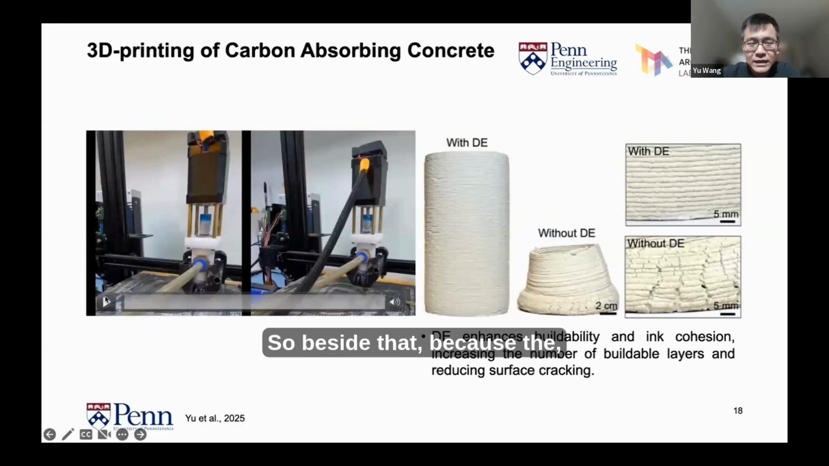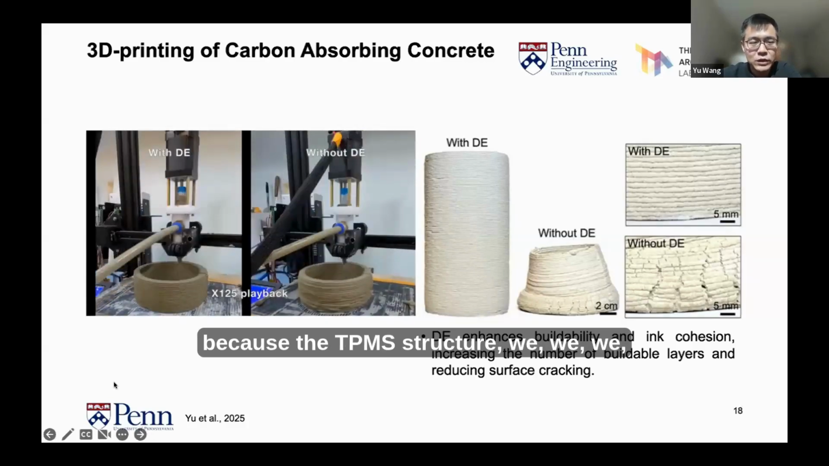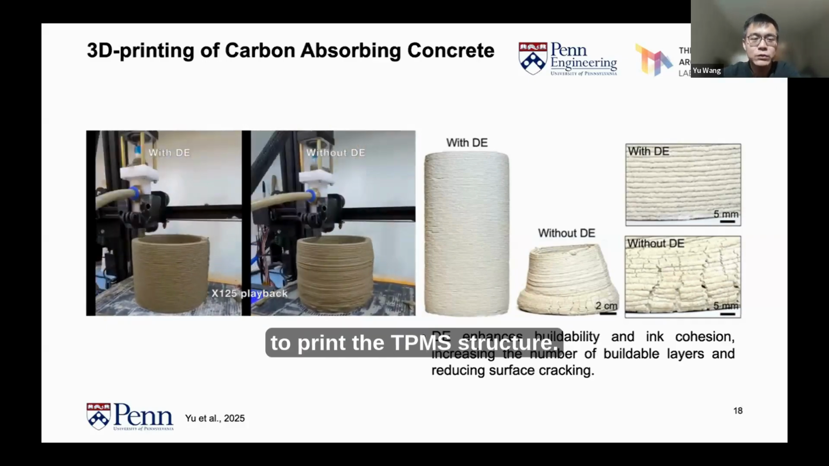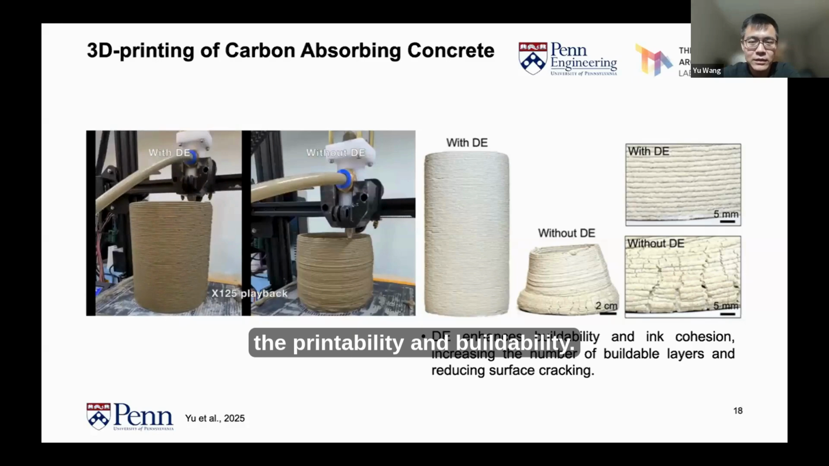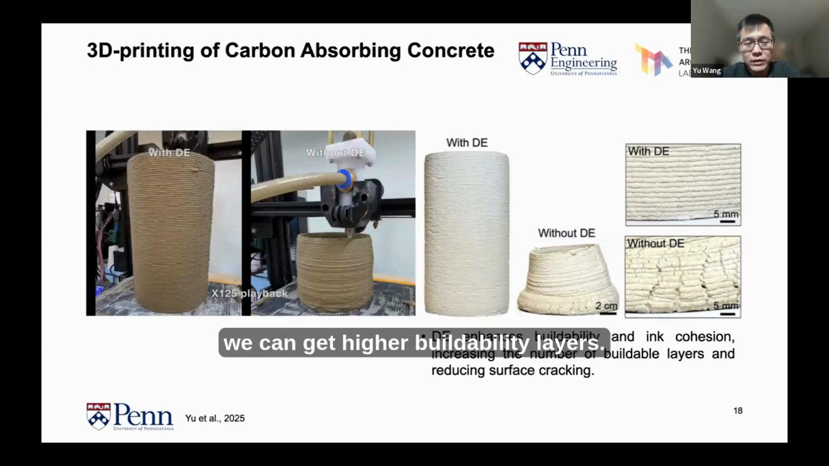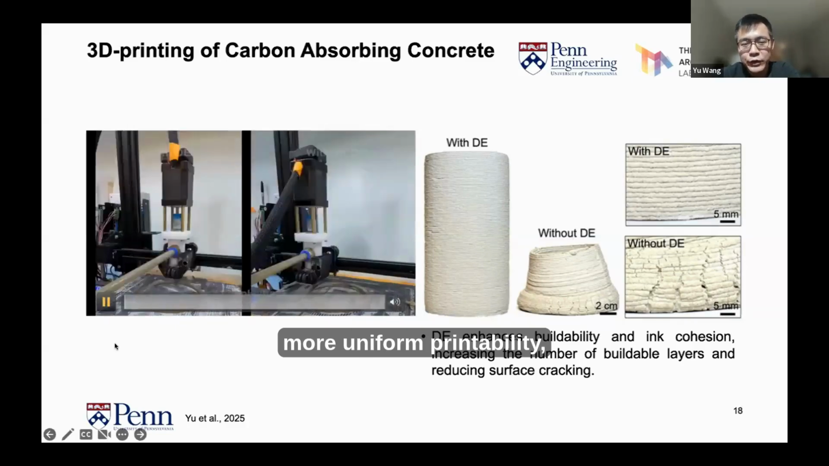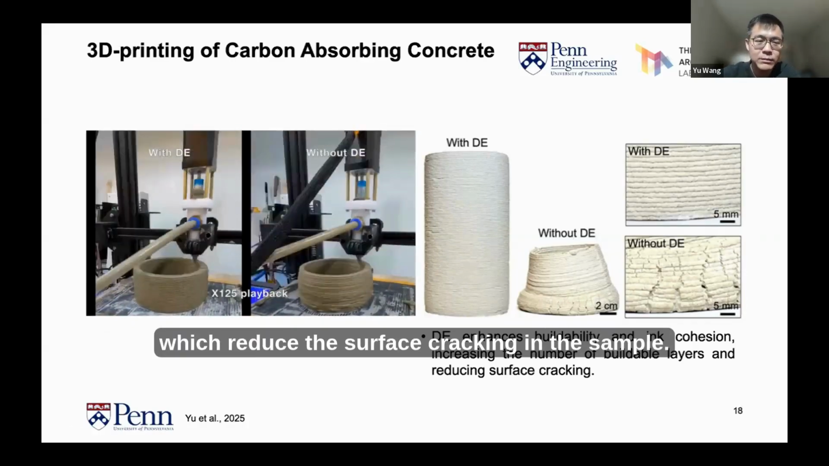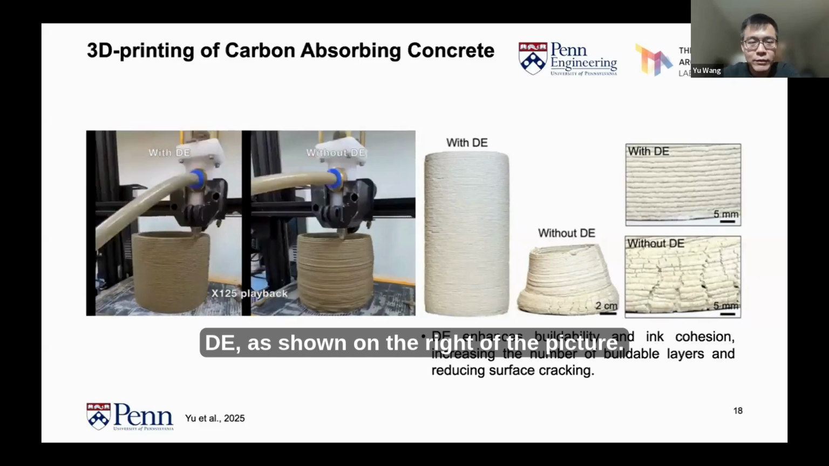Yeah. Besides that, another interesting thing is that we use a 3D printing method to print the TPMS structure. So we evaluate how the DE will influence the printability and buildability. As you can see, after we add DE, we can get higher buildability layers, and the DE also leads to more uniform printability, which reduces the surface cracking in the sample. Sometimes we see cracks in the sample without DE, as shown on the right of the picture.